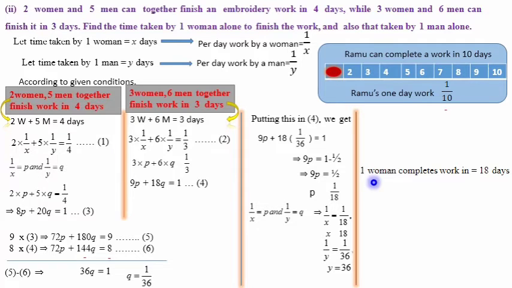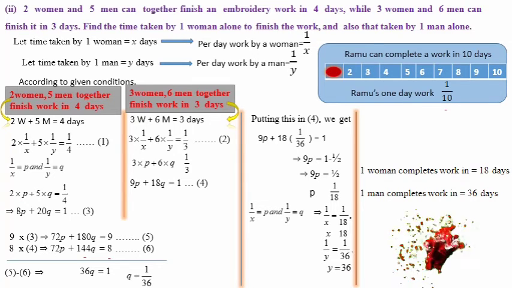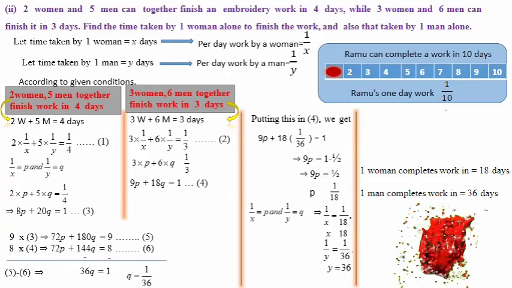Then finally, one woman completes the work in 18 days, the value of x, and one man completes the work in 36 days. So that is the final answer. Once the concept is clear, you just copy this answer to your notebook. Otherwise, pause the video and rewind it and watch again.